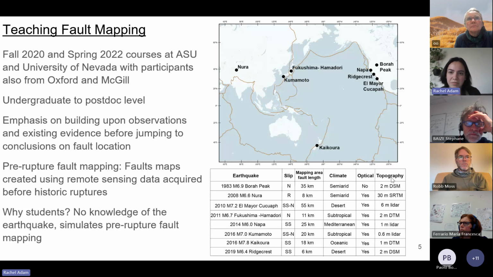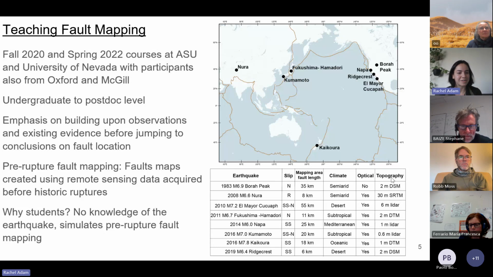And so on the right side is a figure where we had all of the mapping locations. They used a pretty wide range of magnitudes, the type of climate from semi-arid, arid to subtropical, and different mapping areas and slip senses. The idea for using the students kind of as our test subjects was that we didn't want them to have any prior knowledge of the earthquake, so that our fault mapping process could be tested without people already knowing what the fault looks like and jumping to a conclusion on fault location and mechanics.